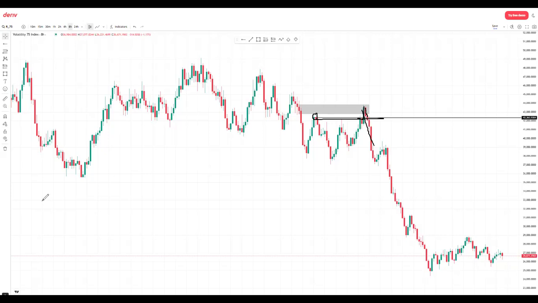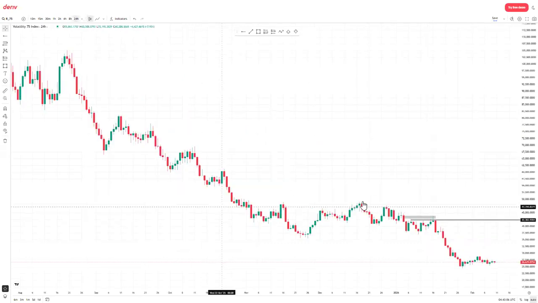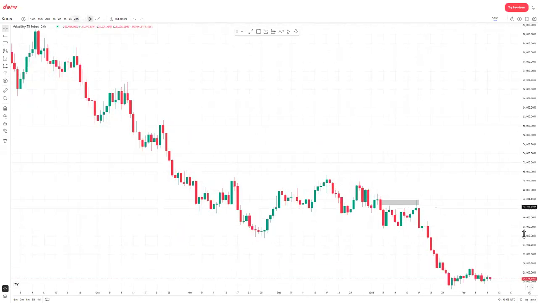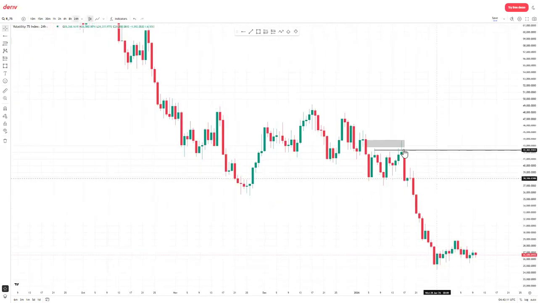You go to a higher time frame. You need to understand the direction of the market first. Hence, I always say, whatever you do, go to a higher time frame. The reason for you to go to higher time frames is that you want to understand the direction of the market, right? This is the 8-hour chart.